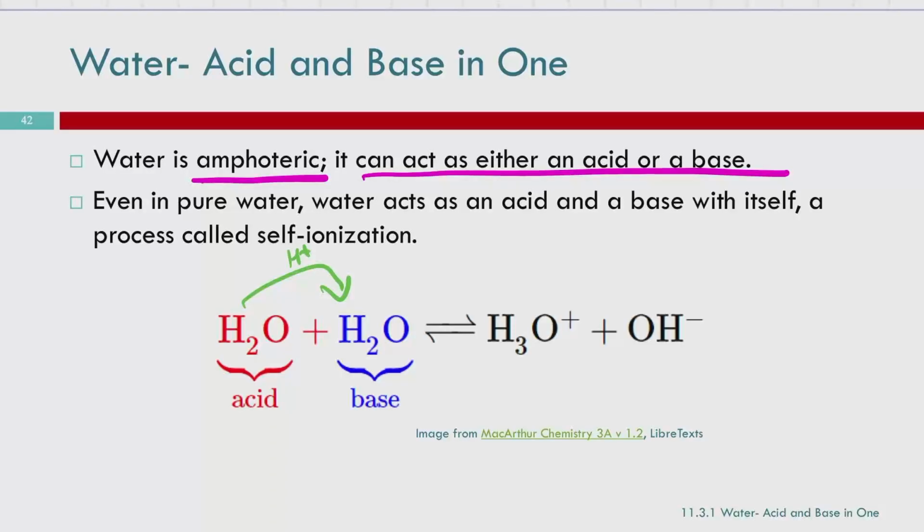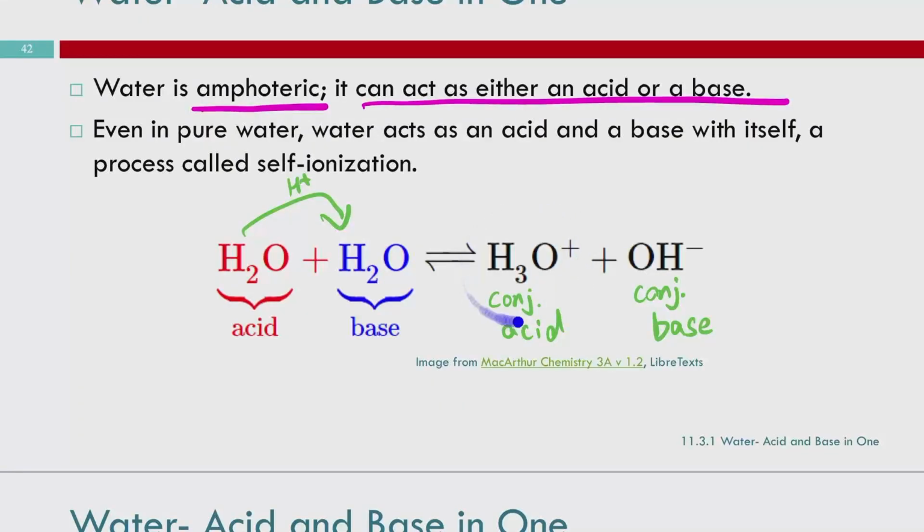And the base is accepting or receiving the H+ to form our conjugate acid, that's the one that can act like an acid, and our conjugate base, that's the one that can act like a base. We call them the conjugates because they're on the right side of the equation. So water will do this, and when it's just by itself, it does it.